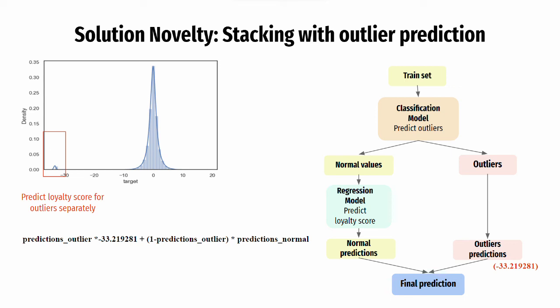We finally get the prediction from the equation as shown in the slides, where prediction's binary stack is 1 for outliers and 0 for normal data. This means that if a card ID is predicted to be an outlier, its loyalty score will be -33.2. This is the mean score for outliers in the train set. After performing stacking with outlier predictions, we get a final ranking of 505.